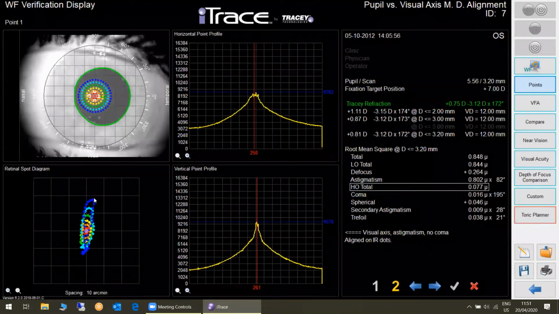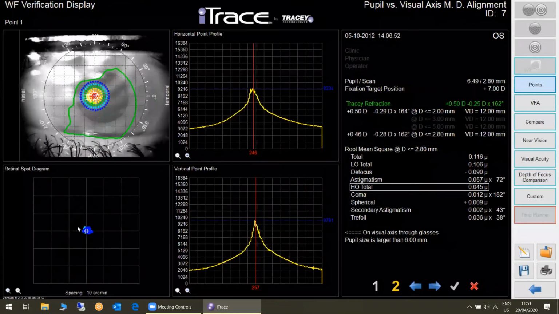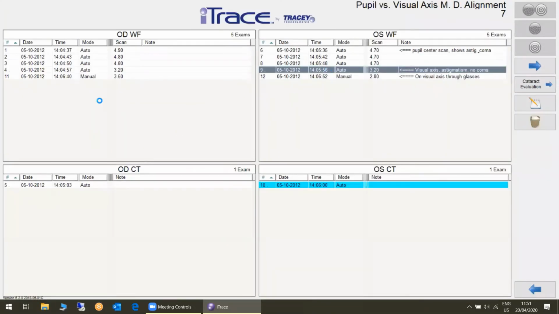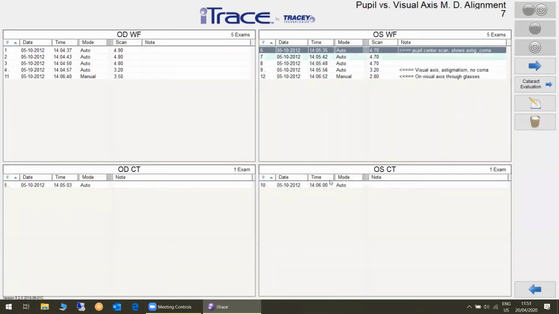There is no coma. There is just a large angle kappa. Look how beautiful this patient is corrected through his glasses. So this is very important, I guess, that you know where the visual axis is. Does it make a difference clinically? I will show you.